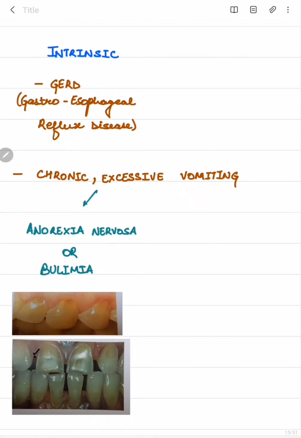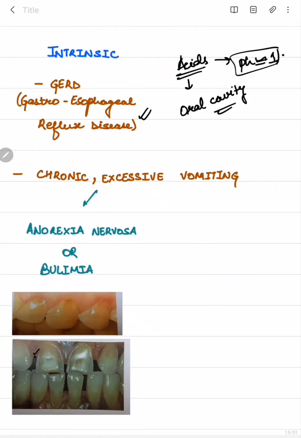Now the intrinsic causes of erosion. The first one is GERD, that is gastroesophageal reflux disease, right, in which all the acids which are produced in our stomach are regurgitated into our esophagus and the oral cavity. So the acids, which have a pH of less than or equal to 1, come in contact with the teeth basically and will cause erosion of teeth due to acidity, you can say, or due to GERD, right?